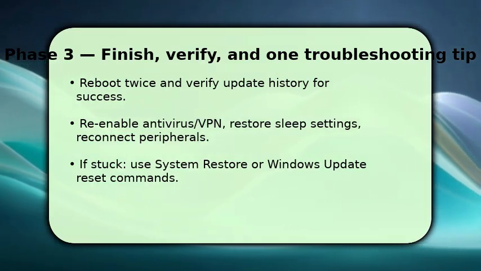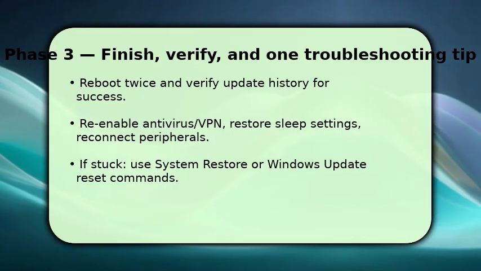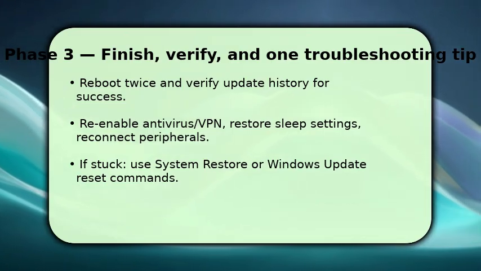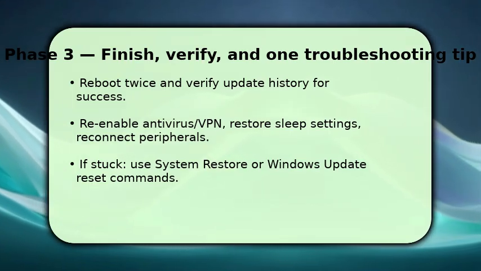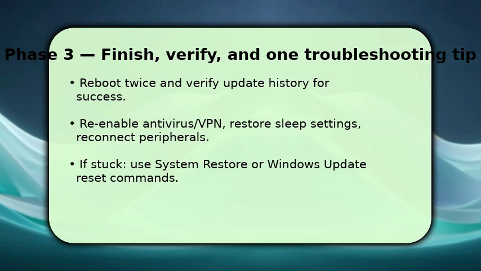If an update hangs or fails repeatedly, use Windows Update Reset commands or System Restore to return to a working state, then retry. This troubleshooting prevents broken updates from consuming more time.